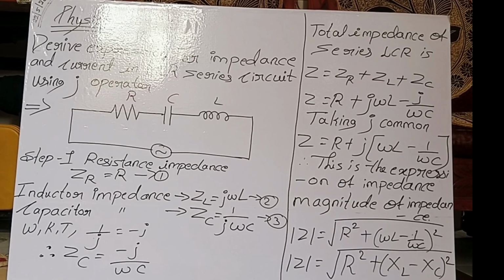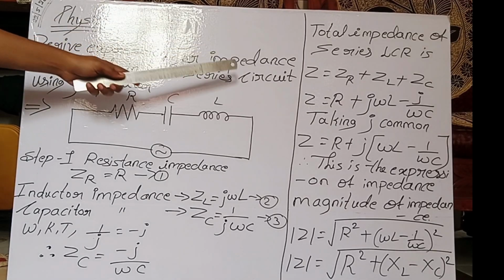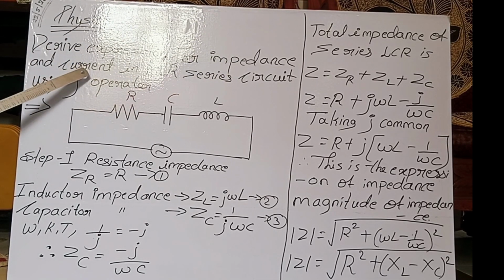Hello students. In today's class we are discussing the expression for impedance and current in an LCR series circuit using a J operator. This question is from the alternating current topic. If you see the question, they have asked for the impedance and the current equation.